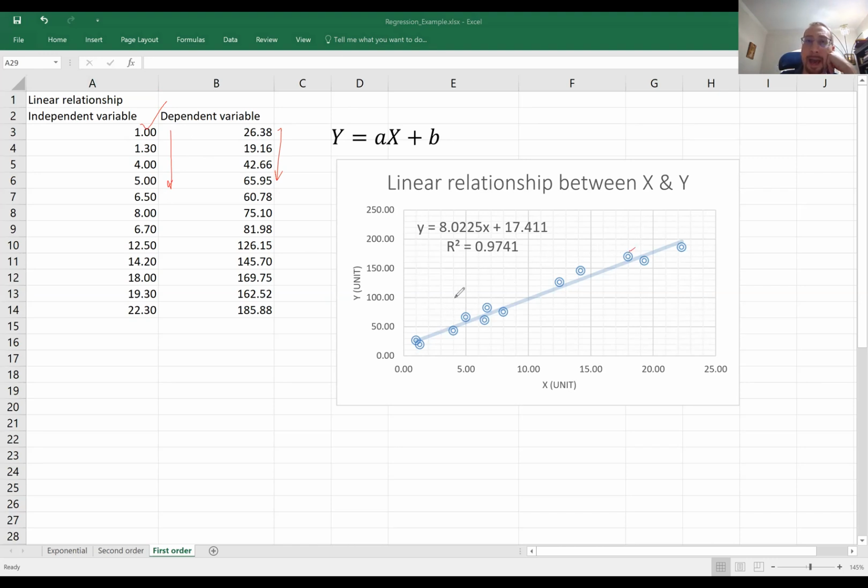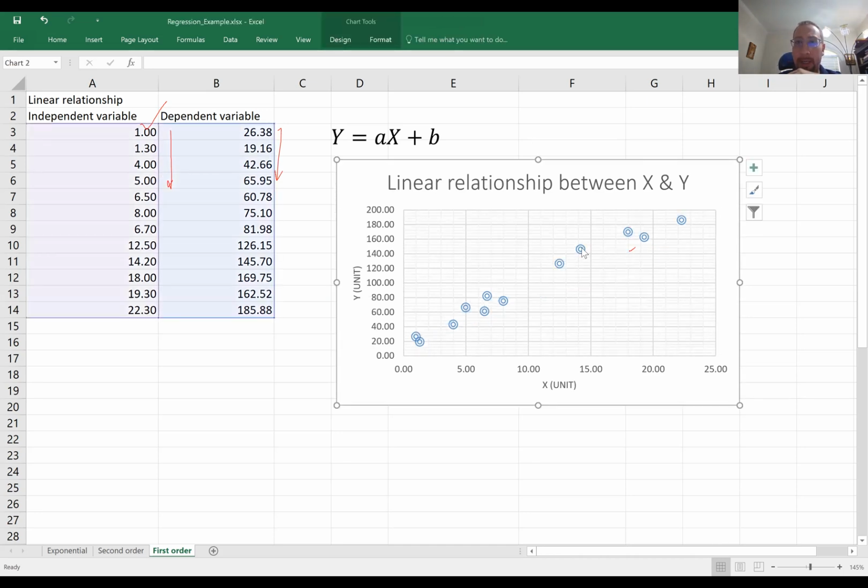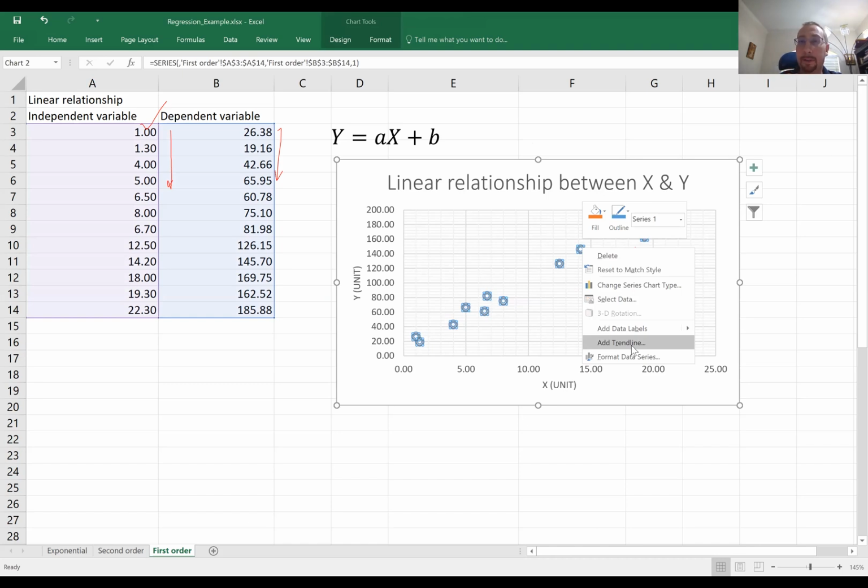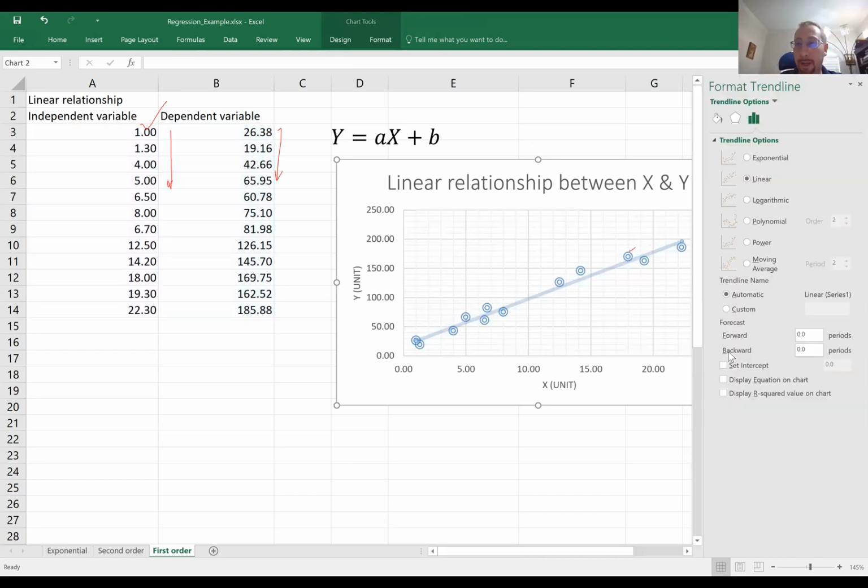Okay? And in order for you to plot the linear regression, I'm going to do it from scratch for you. All you need to do is select the data, right click, and add trend line. Do you guys see the menu that opened up? Yes. Good. You add the trend line. Here you say display equation, display R squared value. And it's here.